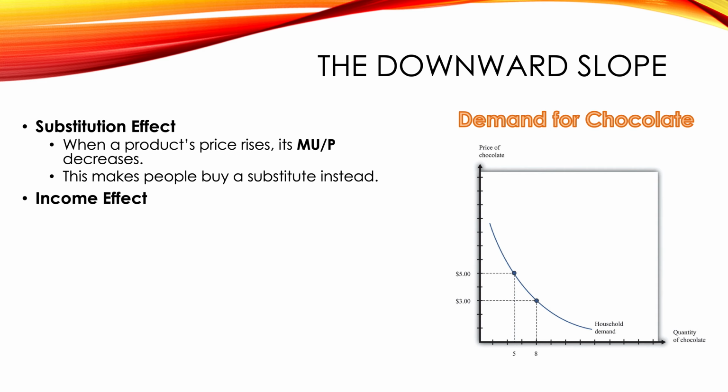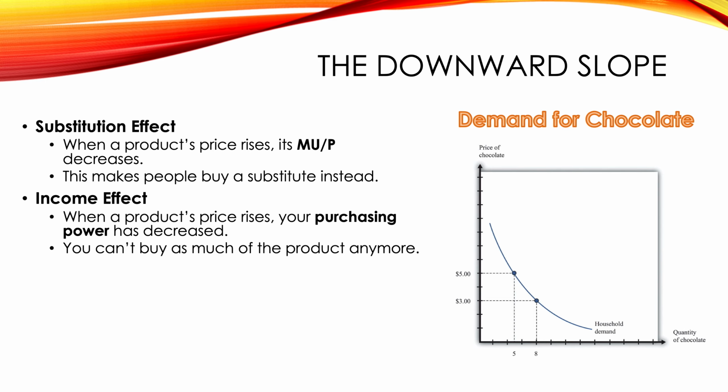The other effect is called the income effect. When a product's price rises, what that means is your purchasing power has decreased. If the product is more expensive, you can't buy as much of that thing anymore. So if you think back to another video about budget constraints, that's how that works. If the price of a good rises, you can't buy as much of the good anymore. So if the price of chocolate rises from $3 up to $5, the quantity demanded will fall from 8 down to 5 because they can't buy as much chocolate with their income anymore.